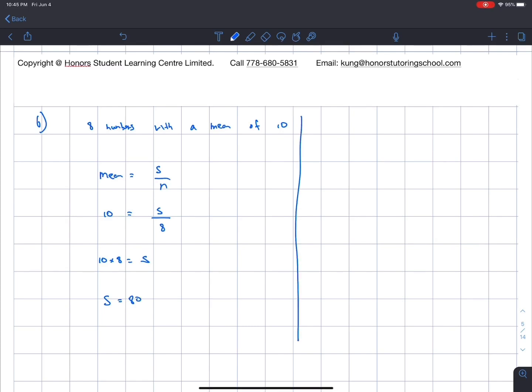The second sentence, there are 12 other numbers with a mean of 16. So again, we can say mean equals the sum over n. The mean is 16 and n is 12. So we can cross multiply to find the sum. The sum of the 12 numbers is 192.